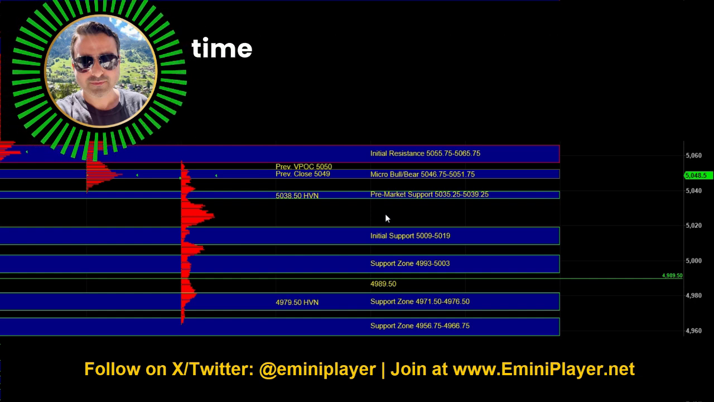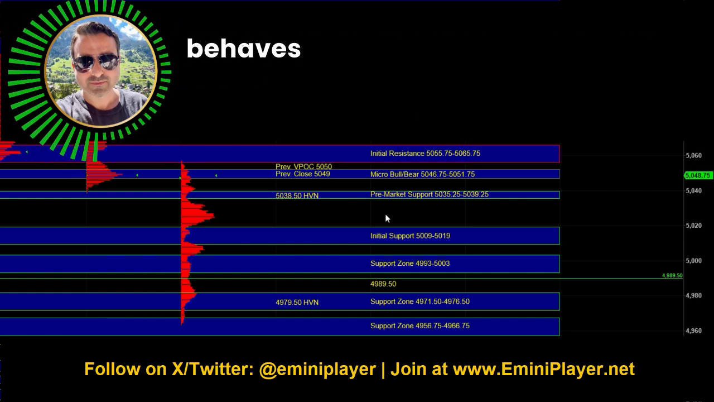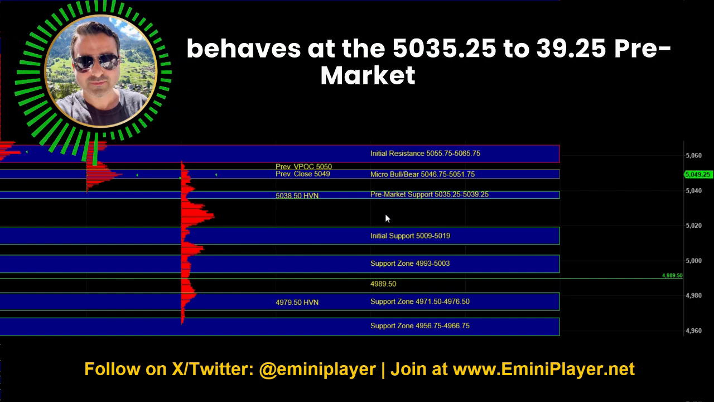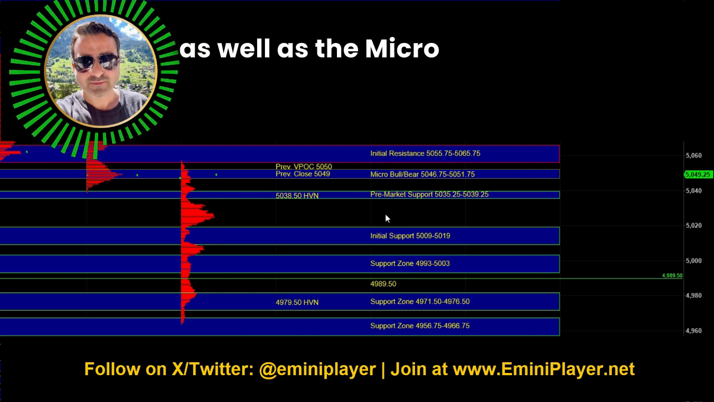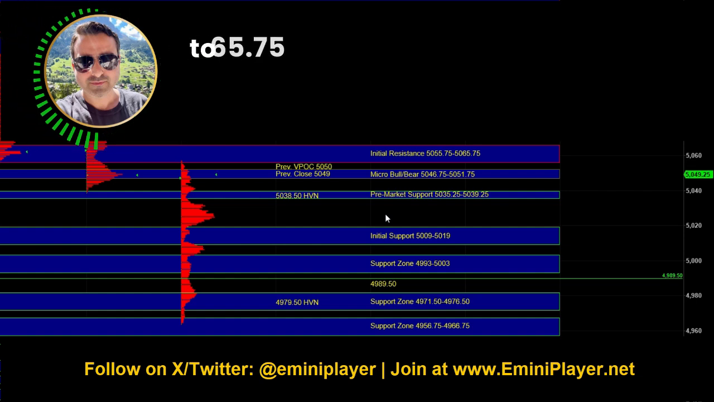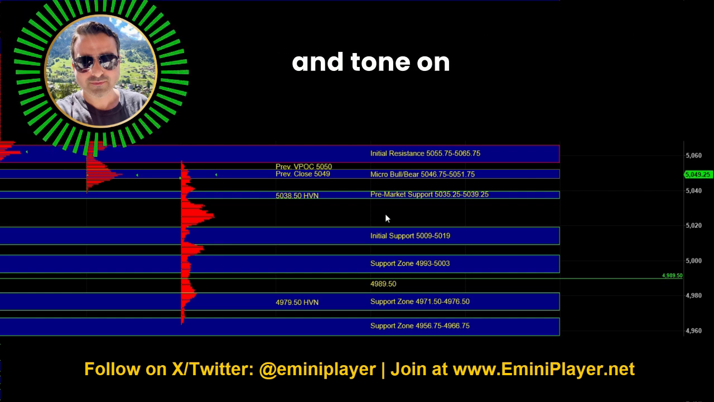aware of the real-time intraday situation, and early in the session how the market behaves at the 5,035.25 to 39.25 pre-market support, as well as the micro bull bear and the 5,055.75 to 65.75 area is going to help set the bias and tone on the day.